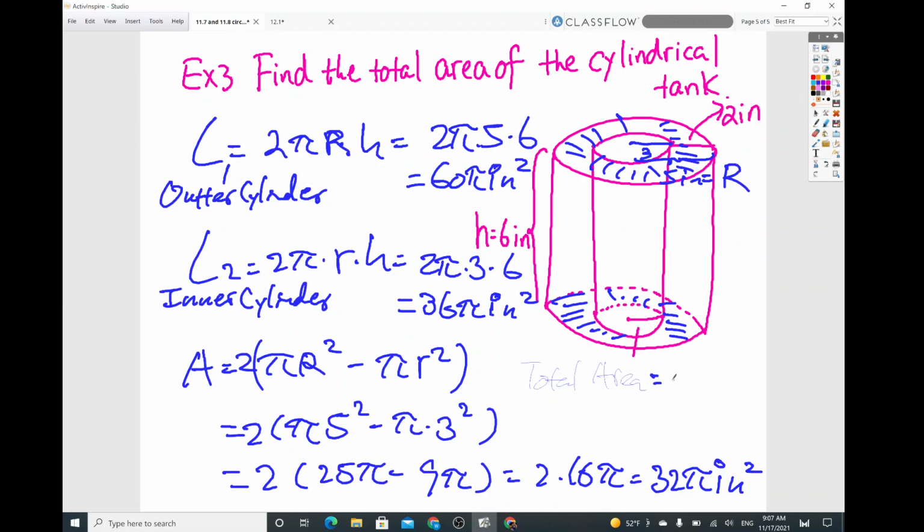Okay, so the total area is 60 pi plus 36 pi plus 32 pi. So basically we just combine all those coefficients together. 60 plus 36 is 96, 96 plus 32 is 128 pi. And the unit, square inches. So that'll be the total area of this bounded shaded region, kind of like a toilet paper or paper towel.